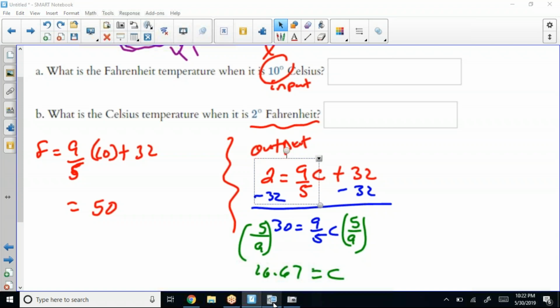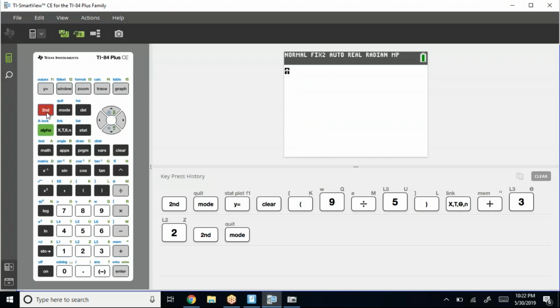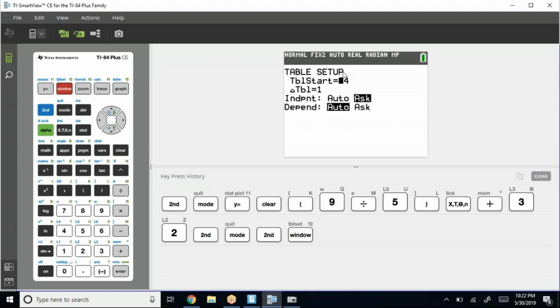Okay. So, all right. Second window gets me to my table, and this asks for the independent variable, which is the X value. And it's set up so I can either have it on auto or ask. If I have it on auto, then it's just going to generate a table for me. It's going to start at -4 and step by 1. My X's are changed by 1. Now I can change that to make it change by a tenth if I want to. But customarily X changes by 1.